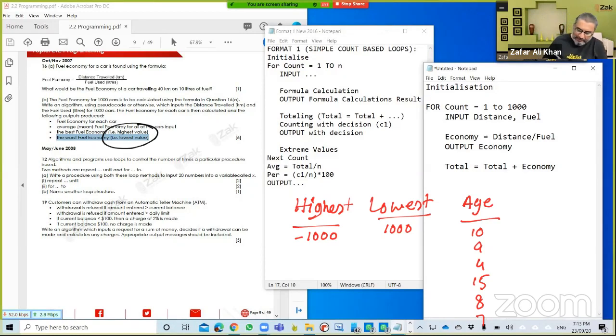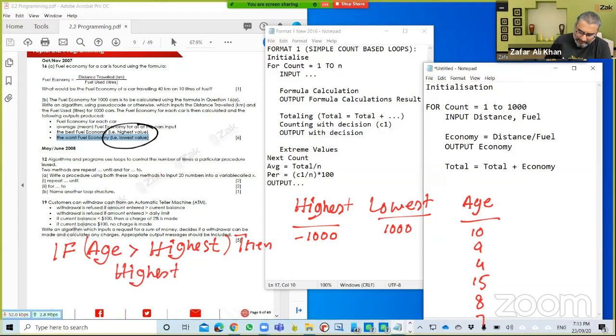अब हम यहाँ पे एक फॉर्मूला लिखने जा रहे हैं. इफ एज इज ग्रेटर देन हाईएस्ट, ये कंडीशन, देन हाईएस्ट इज इक्वल टू एज. और यहां पे ये इफ खत्म हो जाता है, इसको कहते हैं एंड इफ. देखिए मैंने इंडेंट करके लिखा है.